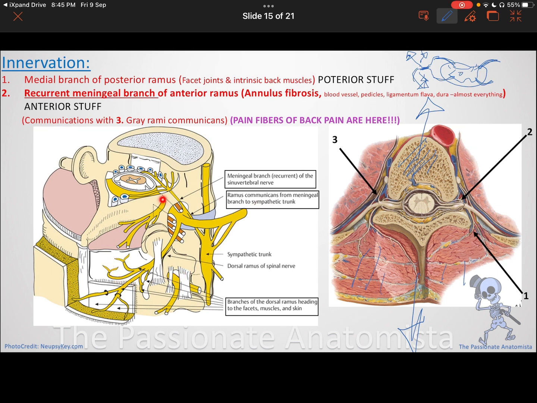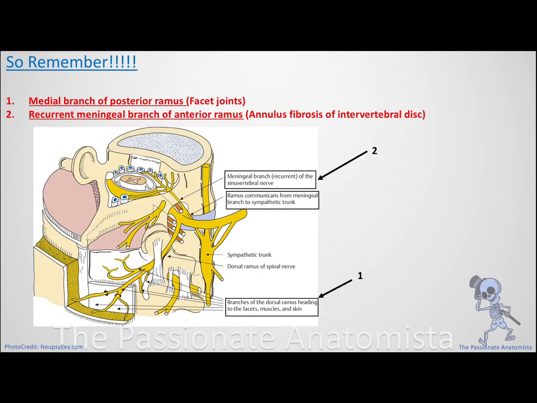So this is also a nice picture. Remember, we had branches from the dorsal ramus. We call them medial branches. This is the dorsal ramus. We have medial branches. And from the ventral rami, this is the ventral ramus, and that will give you the meningeal branch, recurrent meningeal. So the bigger one is the anterior ramus. And this is the dorsal ramus or posterior ramus. The posterior will give you the medial branch. So medial branch of posterior ramus. We have recurrent meningeal of anterior ramus. And we also have rami communicantes related to the sympathetic trunk, and this is important to carry the pain fibers.